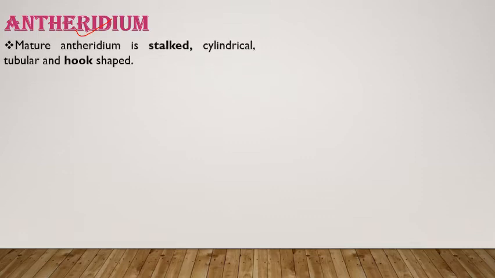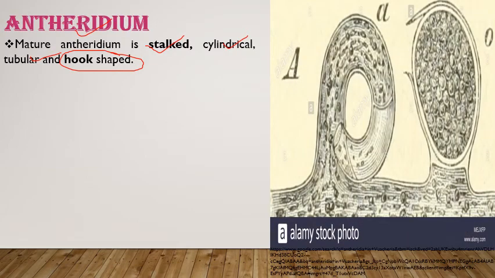इसके अलावा जो एक important point है, जो Antheridia की development होती है Vaucheria के केस में, that is earlier as compared to the Oogonium. So Antheridia पहले बनते हैं, Antheridia बनने के बाद Oogonium की development start होती है. So mature Antheridium is stalk present होती है, cylindrical है, tubular है और hook की तरह इसकी shape होती है. This is the picture of this Antheridia.